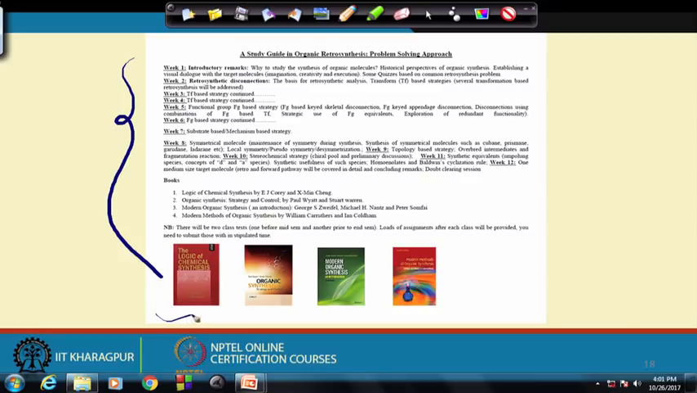organic retrosynthetic analysis. A couple of textbooks might be useful for you. This one, Logic of Chemical Synthesis, has been written by Professor E. J. Corey. If you can buy this book, fine, otherwise you have to rely on this lecture material. Number 2, Organic Synthesis, Strategy and Control, by Paul Wyatt and Stuart Warren. This is a very good book. Number 3, Modern Organic Synthesis, is written by George Zweifel and his co-workers. This is a very good book. Number 4 is Carruthers' book, which is also very important.